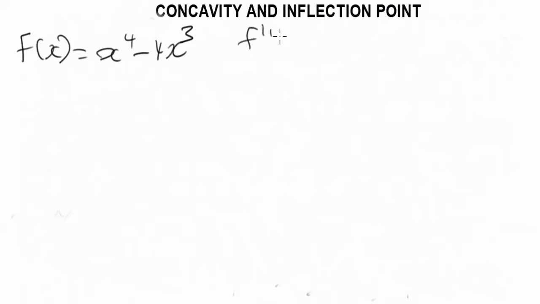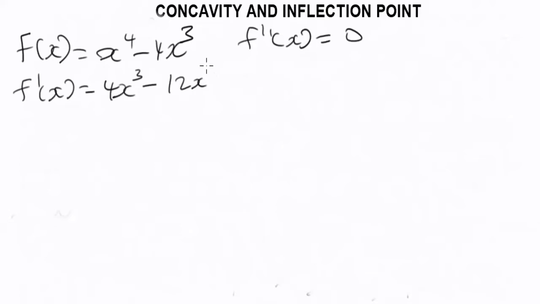The question says, given f of x equals x raised to the power 4 minus 4x raised to the power 3, we are asked to find the inflection point and concavity of this function. Now remember that at an inflection point, f double prime of x equals 0. So that means let's find the first derivative. F prime of x will be, when you differentiate, 4x cubed minus 12x squared.